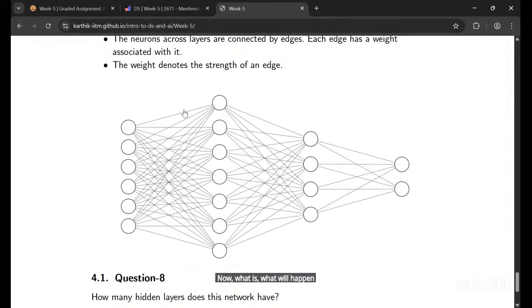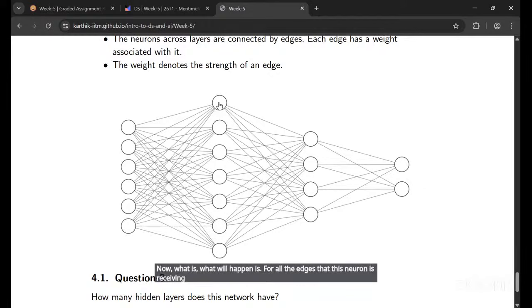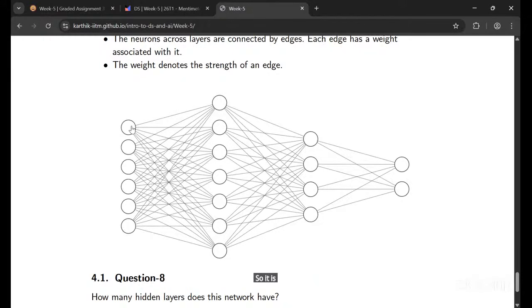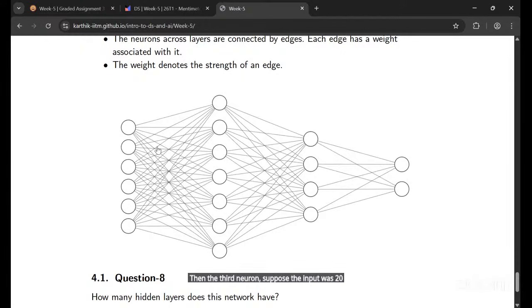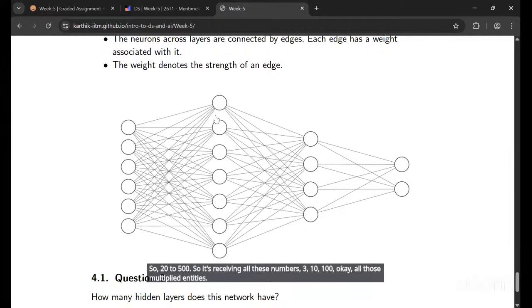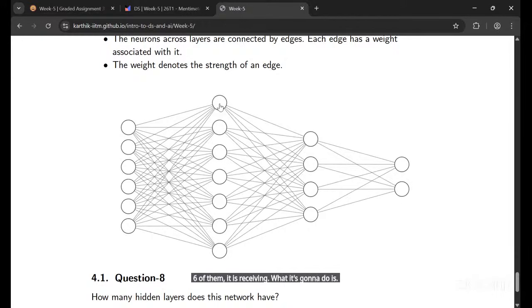Now what will happen is, for all the edges that this first neuron in hidden layer 1 is receiving, it is receiving one edge from this neuron, one from this, one from this, one from this. Suppose here the multiplied entity was 3. Here the multiplied entity 10 into 1 was 10. Then the third neuron, suppose the input was 20 and the edge weight was 5, so 20 into 5 is 100. So it's receiving all these numbers, 3, 10, 100, all those multiplied entities, 6 of them. What it's going to do is take those 6 values and simply sum them. So 3 plus 10 plus 100 plus whatever, 6 of those values coming from these 6 edges, and it will just do a simple sum, and suppose the sum is 200. So now for this neuron, the new value is 200.